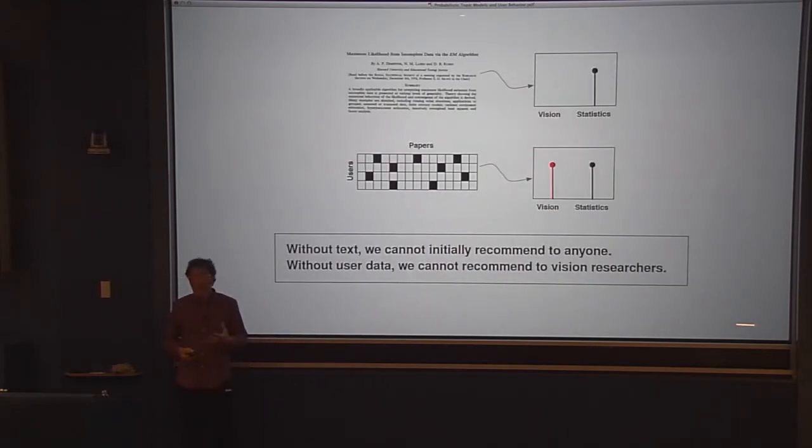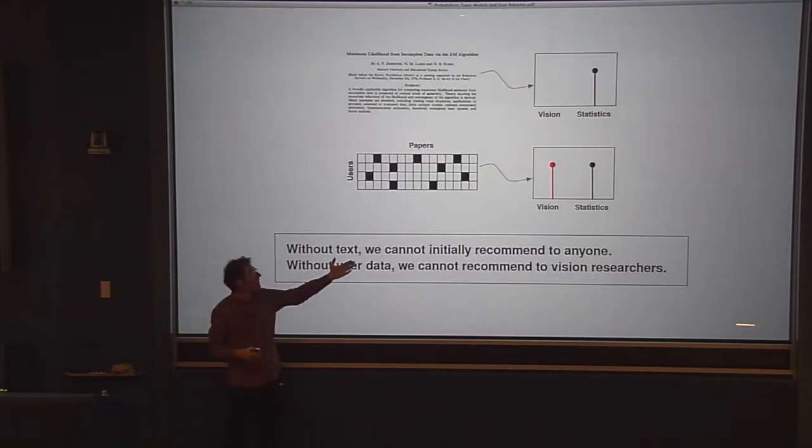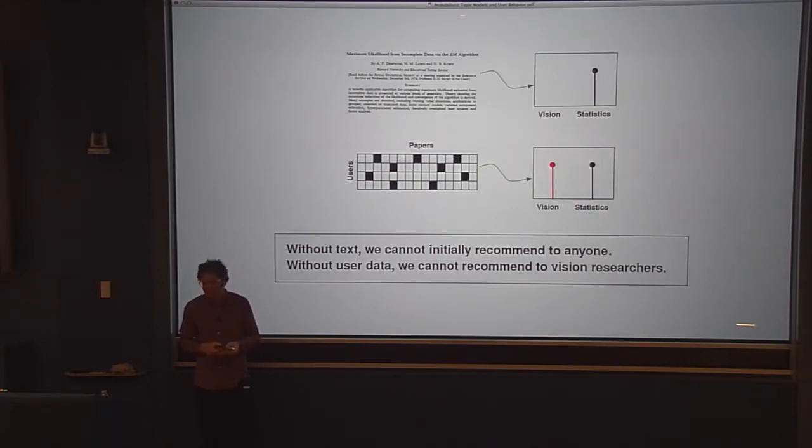This is the intuition behind this model, and here's the thing. Without text, without seeing the abstract of the EM paper, we can't initially recommend it to anyone, right? The EM paper would come out and it would just fall into the garbage with all the other papers. Without user data, we would never recommend this to computer vision researchers. Without user data, we could never learn that the EM paper is of more broad interest.